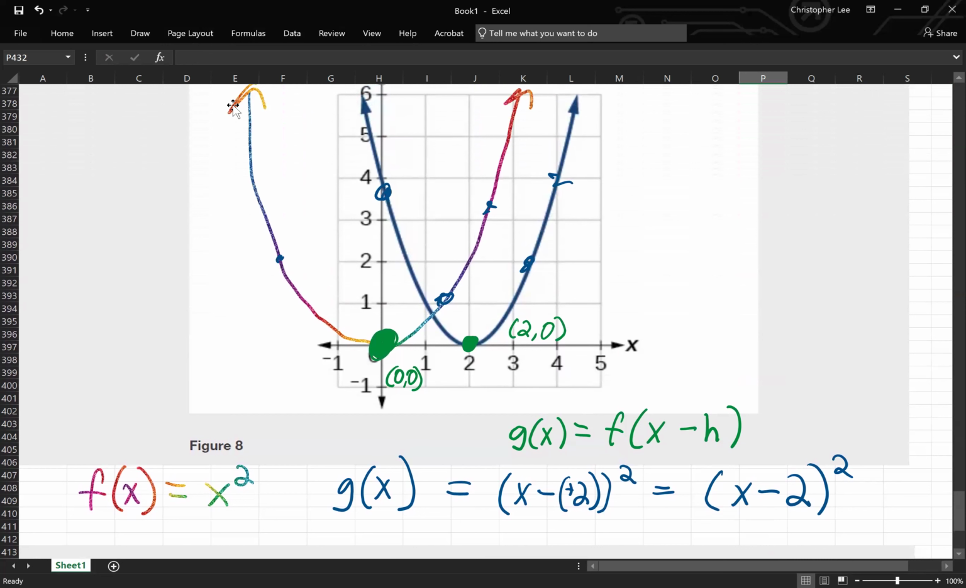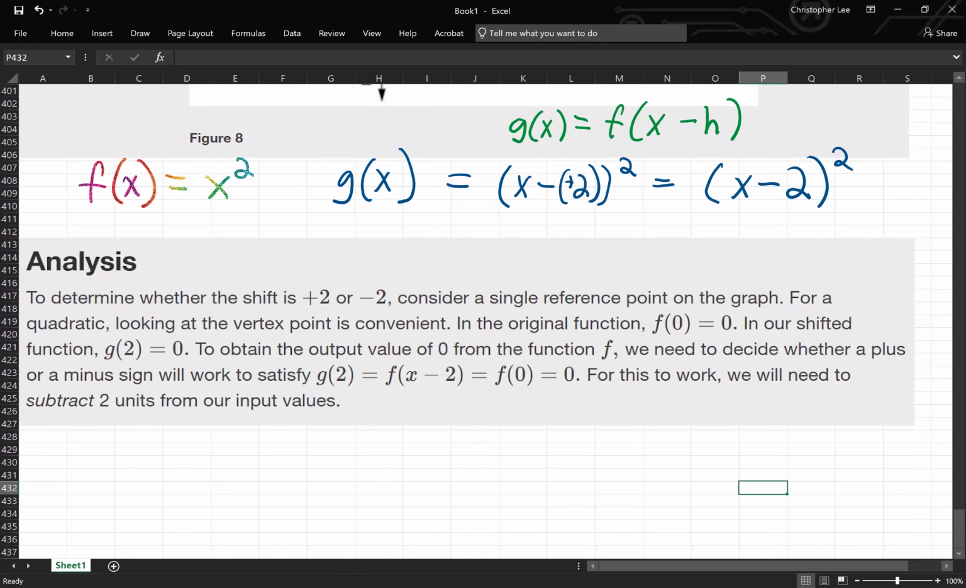In my original function, f of x equals x squared, if I plugged in 0, I got back out 0. In the shifted function, for the vertex, I plug in 2 and I get out 0. So what do I have to change the inputs to, so that when I plug in 2, I get back out 0? x minus 2. So when I plug in 2 now, 2 minus 2 is 0, giving me the output. That's another way to think about it. I know, little tricky, but when you see it in the homework, it'll make sense.